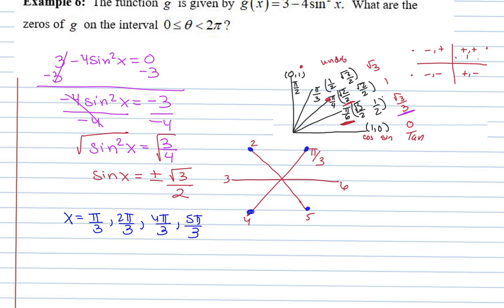So those are my 2 answers, this one. And then they're negative in these 2 quadrants. So 4 pi over 3 and 5 pi over 3 are my negative answers for the square root of 3 over 2. So these are all my answers for this function.